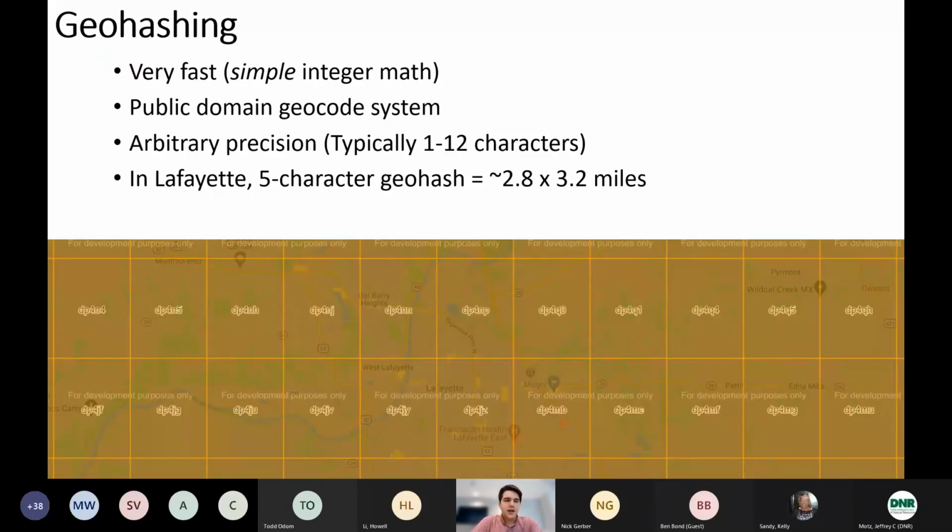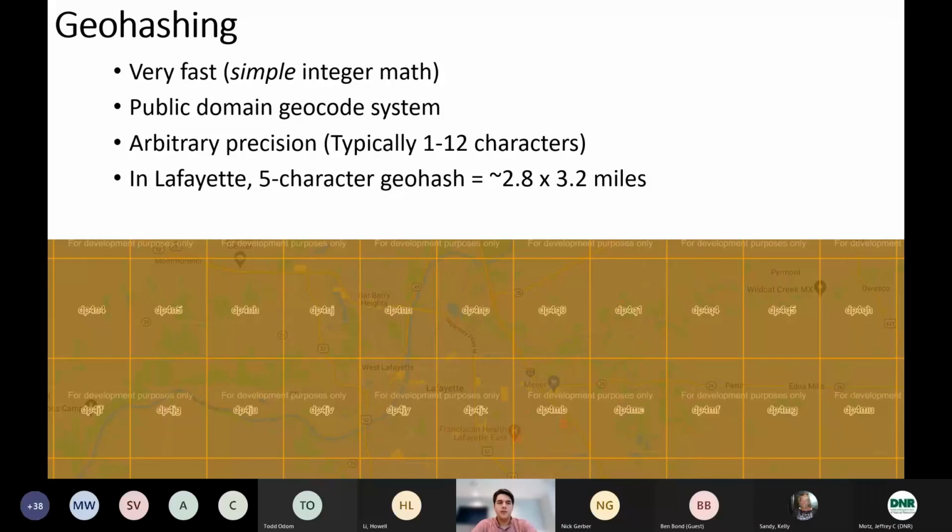So what are geohashes? Geohashes are a public domain geocode system invented in 2008 that encodes a lat-long coordinate into a short string of alphanumeric characters. So basically what that amounts to is taking a coordinate and condensing it into some unique string.